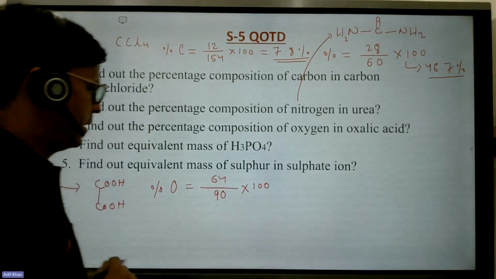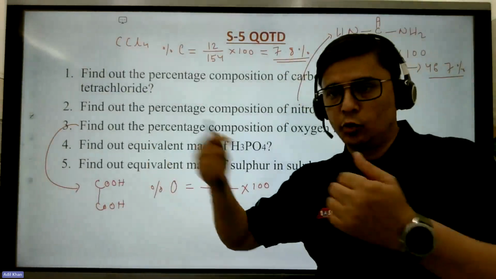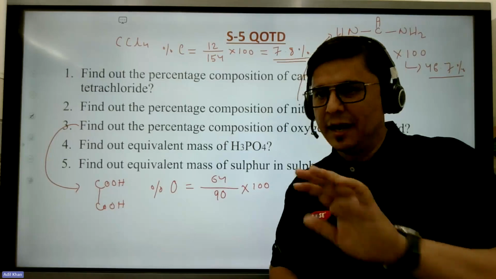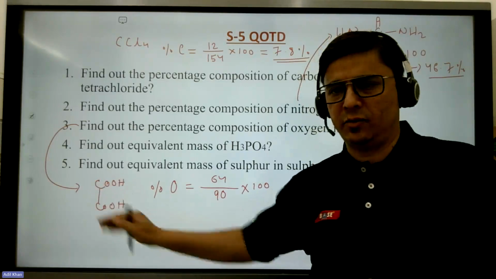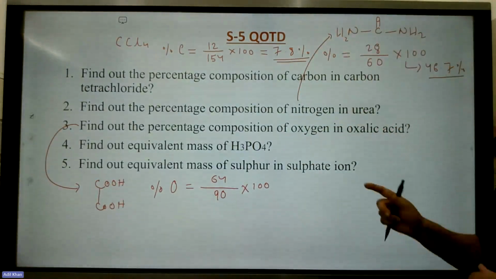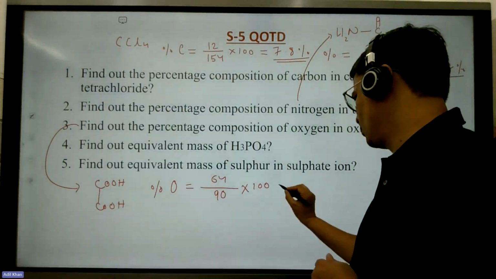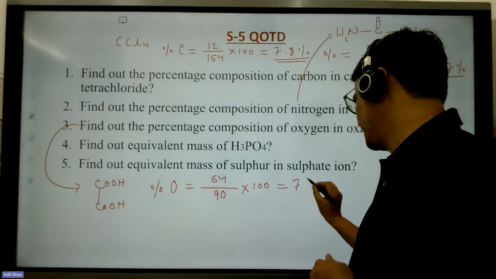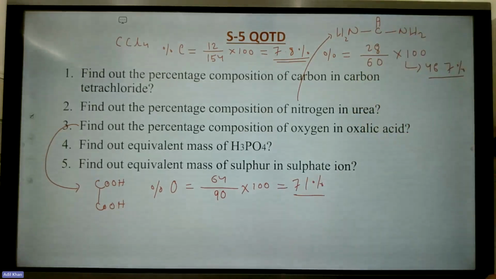Correct. Sometimes you will see the formula of oxalic acid with 2H2O as water of crystallization. I am not giving you the dihydrate form. I am just giving you the unhydrated form of oxalic acid. Now 64 by 90, tell me the answer quickly. Close to 71% it will be. So I think it is closer to 71%, the percentage composition of oxygen in oxalic acid.